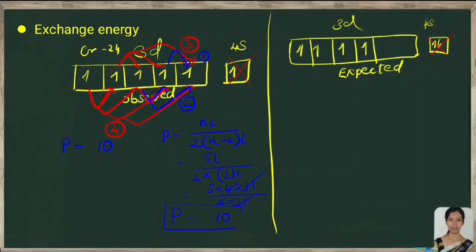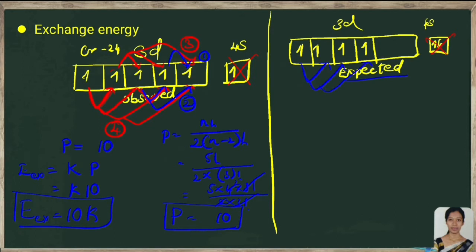So we have counted the exact number of exchanges, so we have got the P value. The exchange energy formula is: energy of exchange is equal to K into the number of exchanges, that is P. So K into 10. That means 10K amount of energy will be released when the chromium acquires a filled electronic configuration. Let's see the number of exchanges and exchange energy in the case of the expected electronic configuration of chromium.